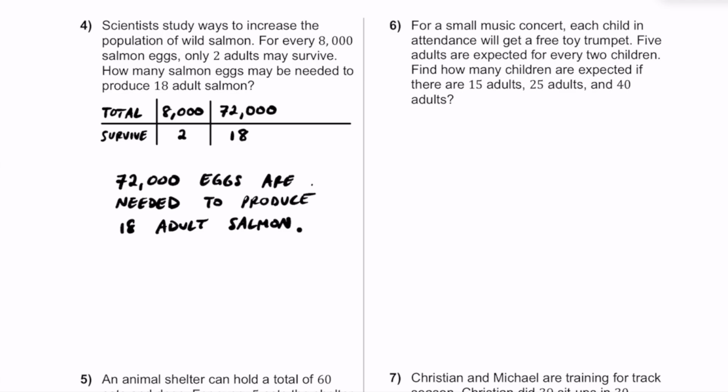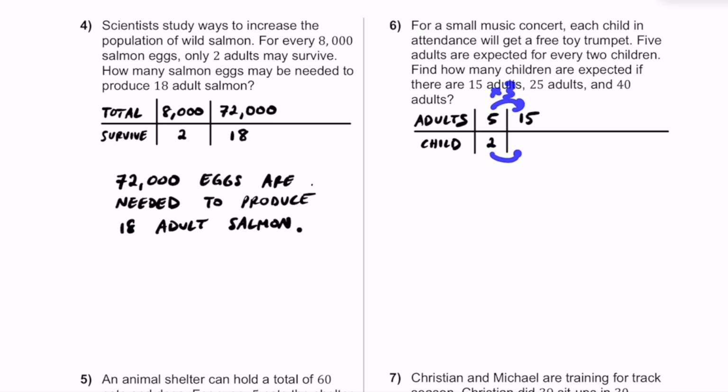So let's see, we have adults and we have children. I guess I can write child, but you get the idea here, hopefully. So it says the ratio is 5 adults for every 2 children. There's 3 questions they're asking here. So what if there's 15 adults? So if we put 15 adults here, we can say 5 times 3 is 15. So 2 times 3 gets us 6 children. So that kind of answers that question.